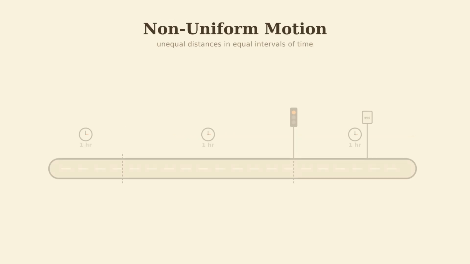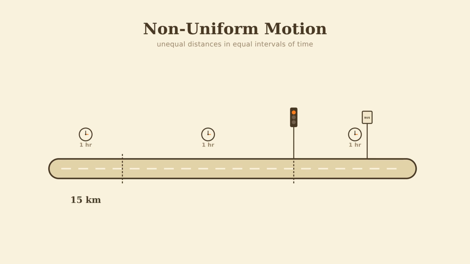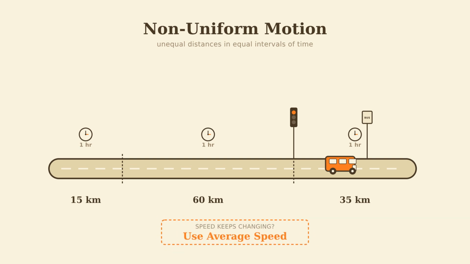Next, non-uniform motion: when an object covers unequal distances in equal intervals of time. Think of a bus moving through city traffic, speeding up on open roads, slowing at signals, stopping at bus stops. Its speed keeps changing, so we describe it using average speed instead.